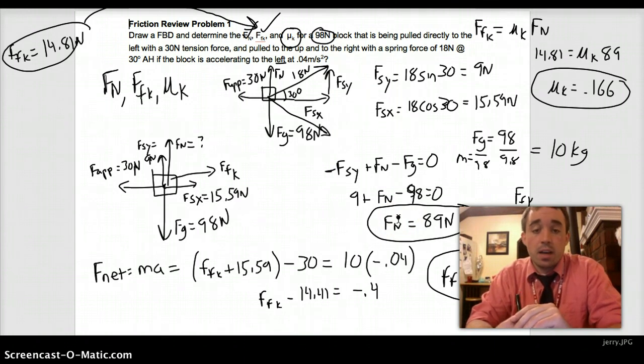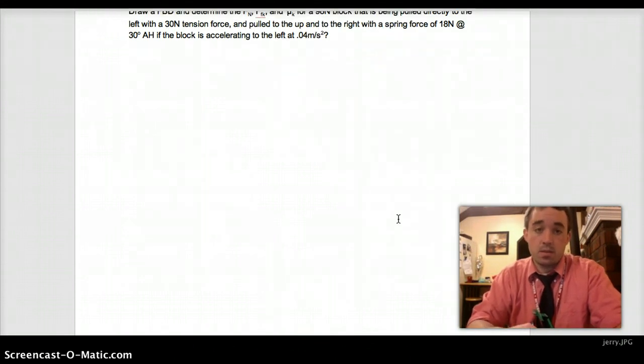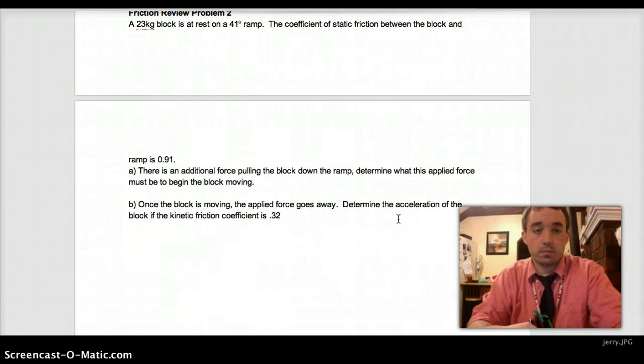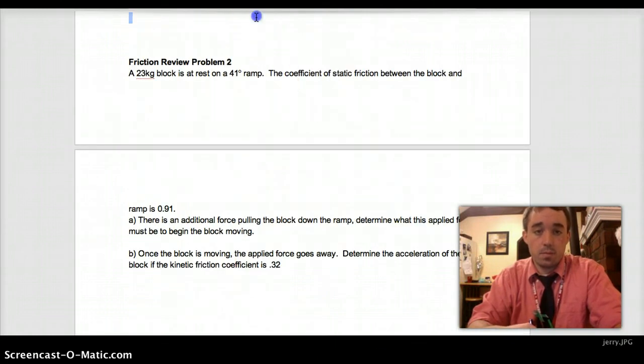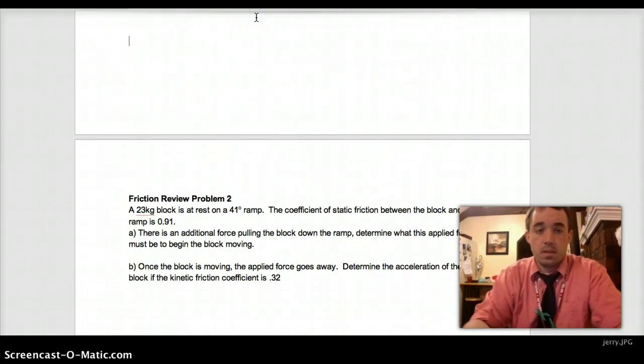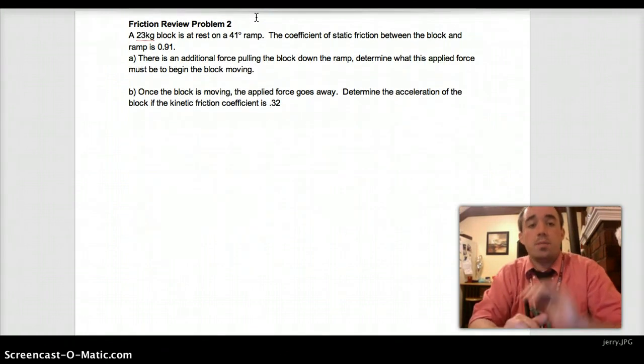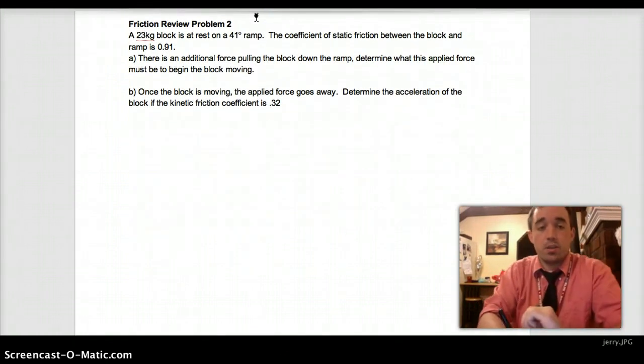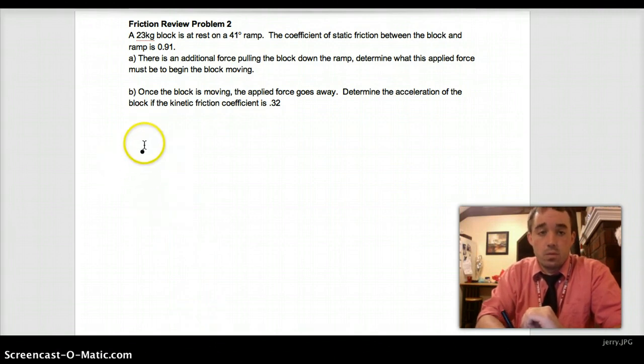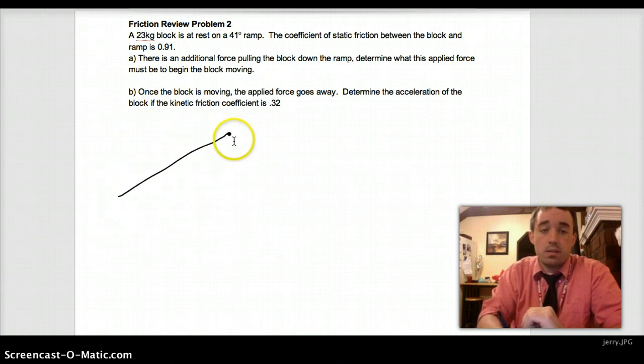All right, so hopefully that's it, but I'm going to continue on to number 2, friction problem review number 2. Review problem number 2 is the following. It's a ramp problem. So ramp problems tell us certain information, and we have to find the applied force, what it has to be, and the acceleration. So all ramp problems start with the drawing of the ramp.